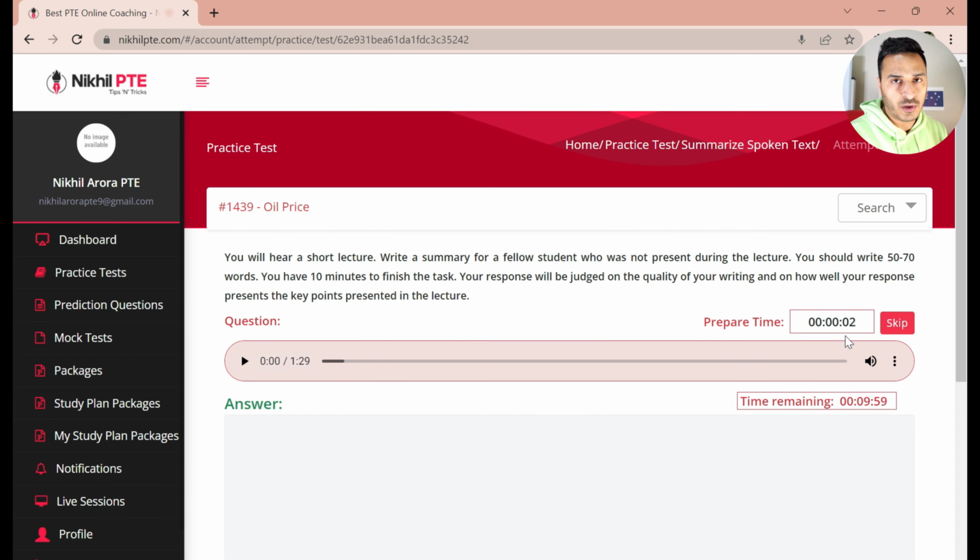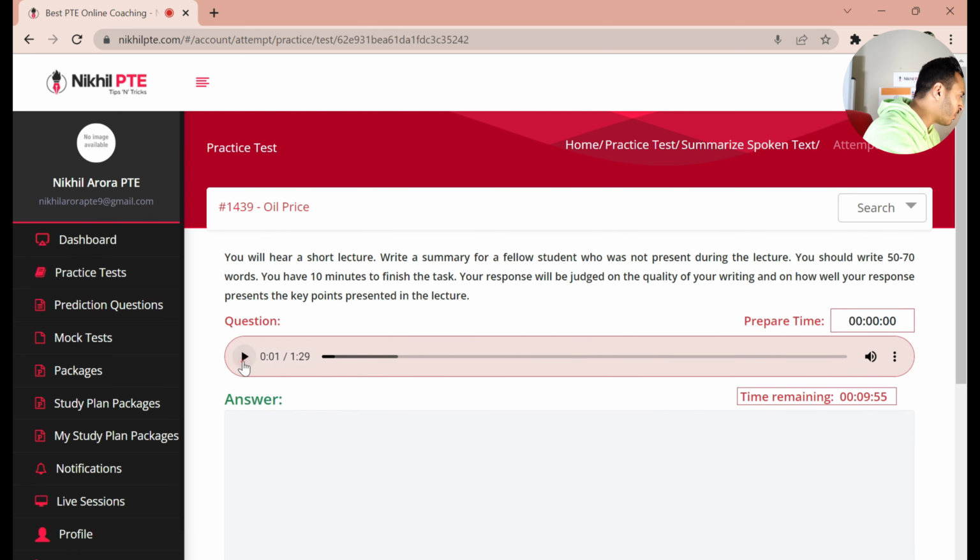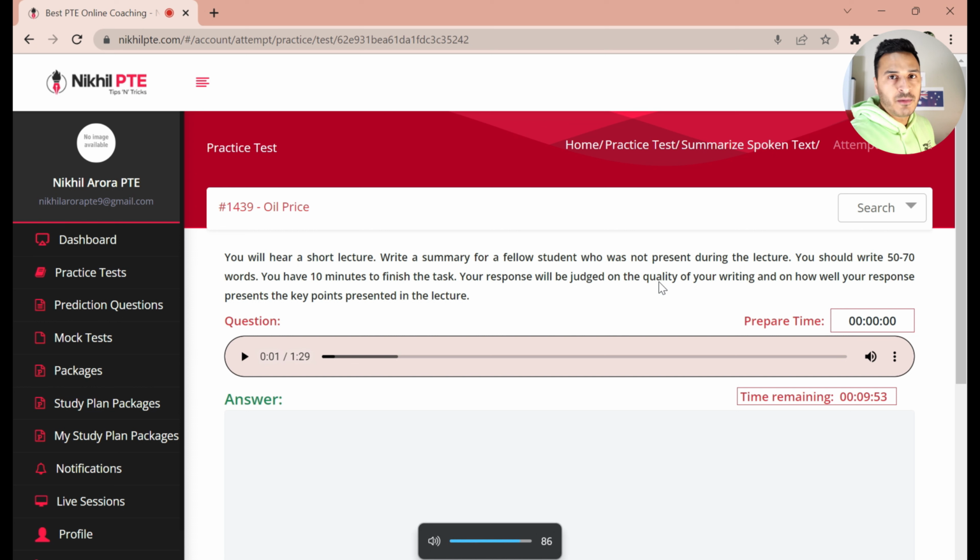Summarized spoken text has 10 minutes. I'm just stopping this audio. Yes, so you have 10 minutes in which you will listen to an audio of approximately 1 or 1.5 minutes. Then you will write a summary between 50 to 70 words. First rule, try to use a connector before starting every line. If you have a template but you are not using connectors, that's fine, not a big deal. But if you don't have a template, you can use my template as well.